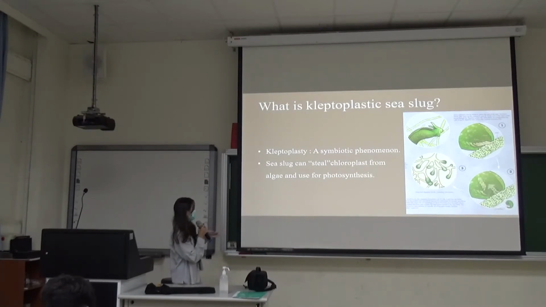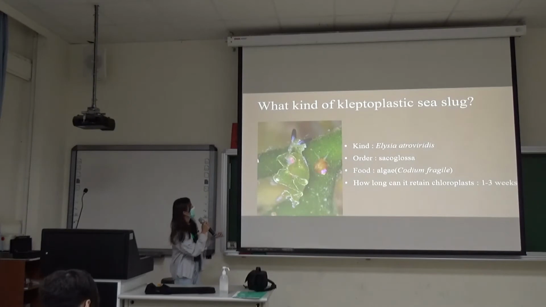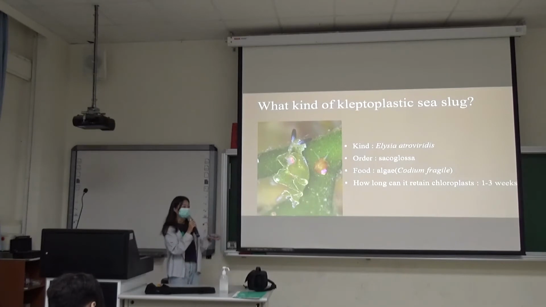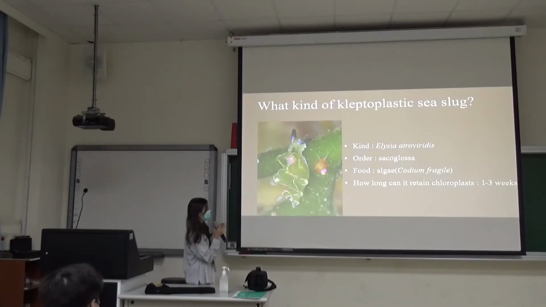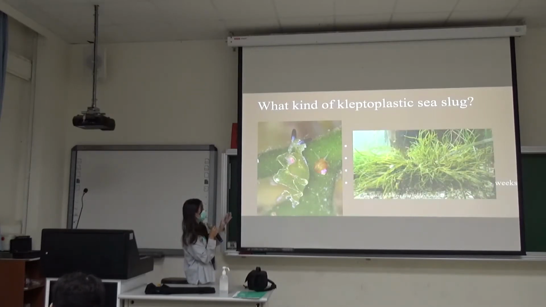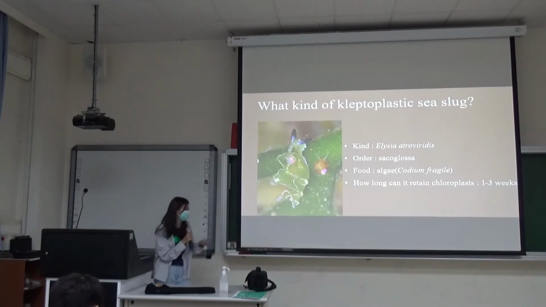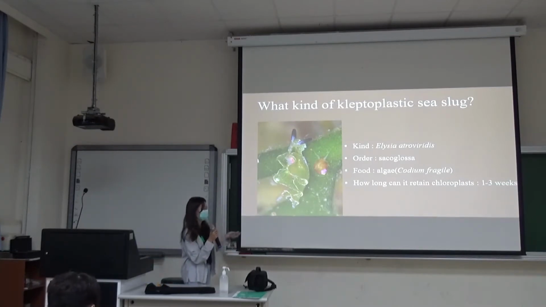This kind of sea slug eats algae, and it can steal chloroplasts from the algae and keep them inside its body, and then use them for photosynthesis. What kind of kleptoplastic sea slug? In this research, it's called Elysia ebridiuscens. The order is Sacoglossa. The food is Codium fragile, which is a kind of algae. This sea slug can retain chloroplasts inside the body for 1 to 3 weeks.